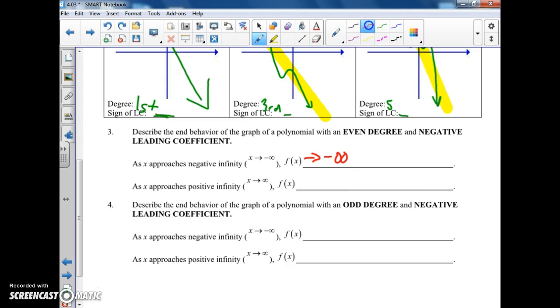Let's go to the second part. As x approaches positive infinity, f of x approaches negative infinity. Correct. They both go to negative infinity. See, that's all you have to do. Just write that down. Now let's go to number 4. These are the odd degree ones on the bottom. So as x approaches negative infinity, f of x approaches positive infinity. That's correct. And as x approaches positive infinity, f of x approaches negative infinity. That's how easy it is. These are that simple.